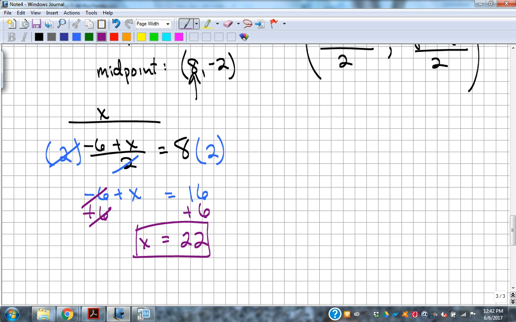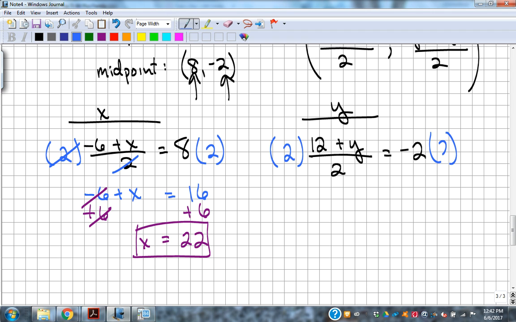I'm going to do a very similar thing for the y value. I'm going to set up the y value of the endpoint I know, which is 12 plus y, all divided by 2, equal to the y value of the midpoint, which is negative 2. The work is almost identical. The first thing I want to do is get rid of the 2 in the bottom. The opposite of dividing by 2 is multiplying by 2.